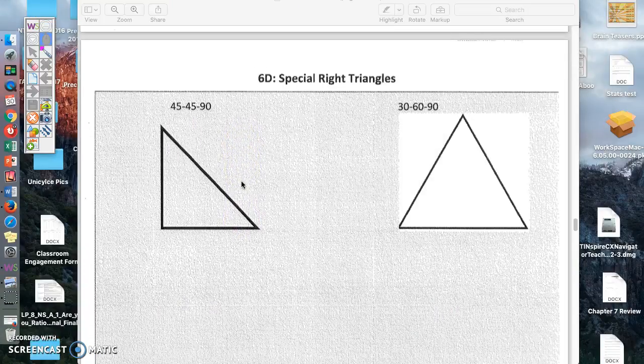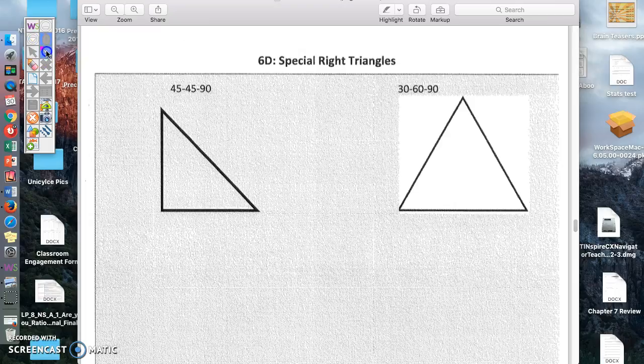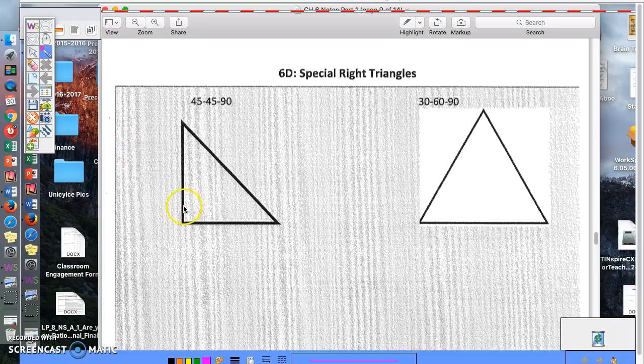So today what we're going to do is start taking a look at some special right triangles. We're going to look at a couple, and you may remember these from geometry. If we have a 45, 45, 90 triangle, and what do we know? It's an isosceles, so two sides are the same. So let's say n and n.